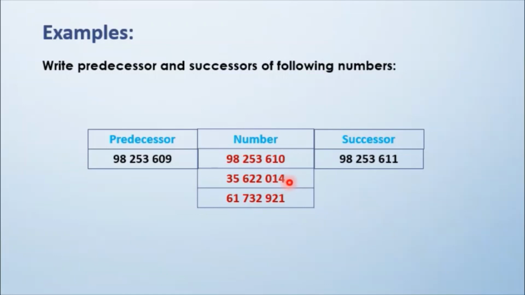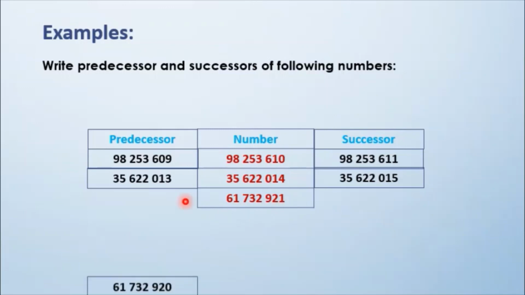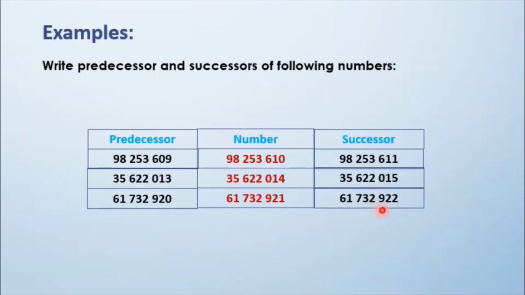Look at the second one. Just check the last digit of it and subtract 1 from it. That is 35,622,013. And to write its successor, we will just add 1 to 4 and we get this number, that is 35,622,015. Now look at the last one. Check the last digit of it. It is 1. So 1 minus 1 is 0. So its predecessor will be 61,732,920. And its successor will be 61,732,922.